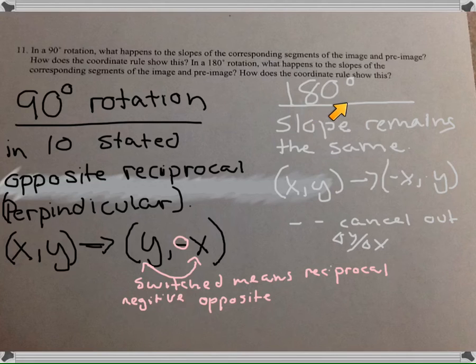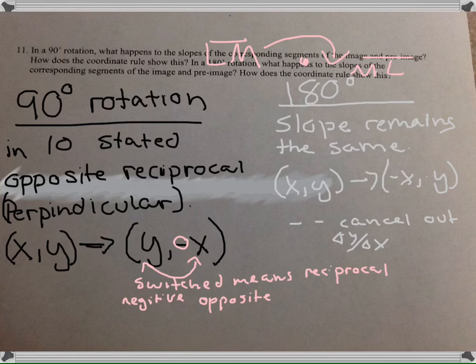For a 180-degree rotation, the slope remains the same, but the orientation of the points when looking at it on a flat plane is reversed. So if it had been, like on the previous paper, if it had been LM, after it was rotated 180 degrees, it would then be ML. Because M remains the closest to the origin.